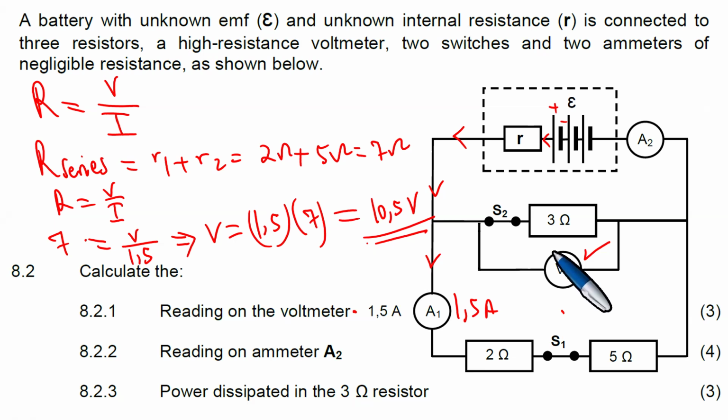Some of the questions I'm going to give to you to try. Now, I want to find a reading on the ammeter A2 now. This one here. So the current is going to actually come like this.